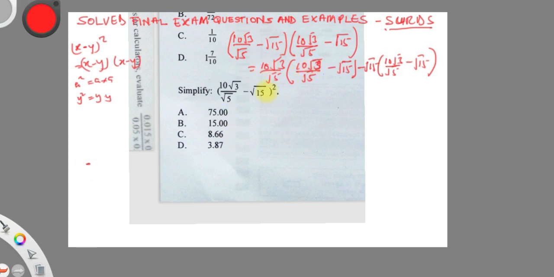Okay, so this will go and multiply this. We have 10√3 all over √5 multiplied by that term, 10√3 over √5. And then we go and multiply this. This is positive and this is negative, so positive times negative becomes negative. So negative 10√3 over √5 times √15. Yes, so this is what we have for this first term, and then this one will also go and multiply the negative √15.